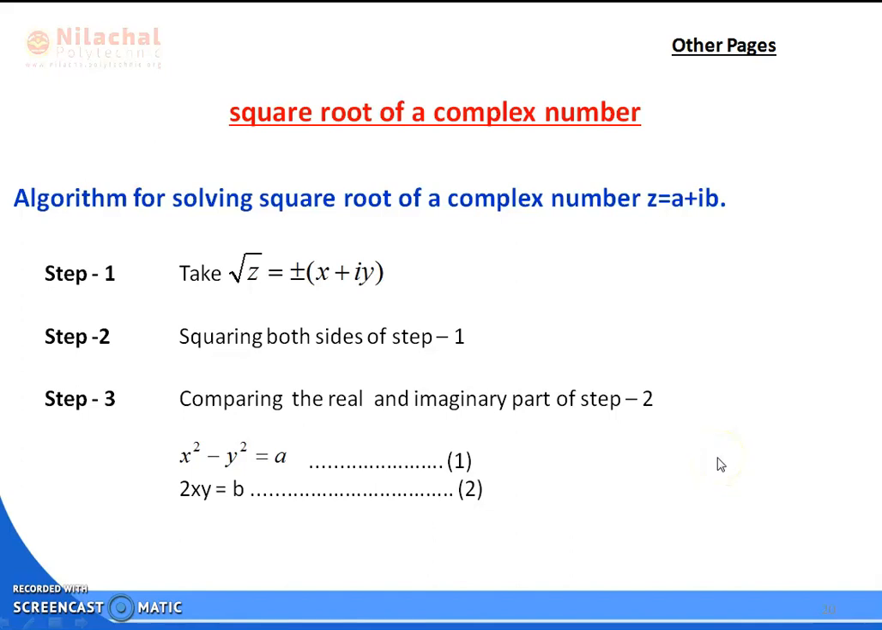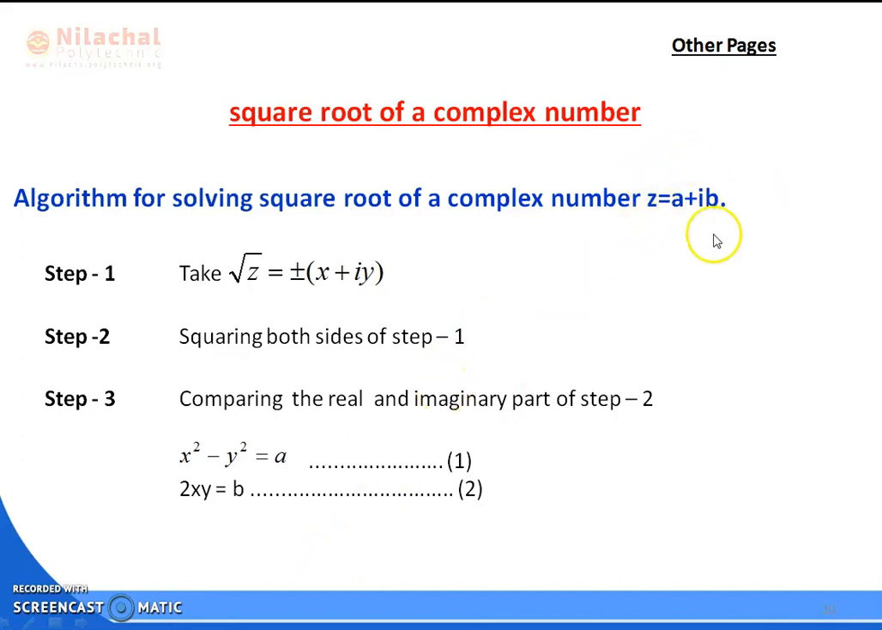Welcome back again. We'll start now with the square root of a complex number. As we know, a complex number is denoted as z equals a plus ib. We have to find the square root of a complex number, and this is the algorithm for solving it. You have to follow this algorithm.